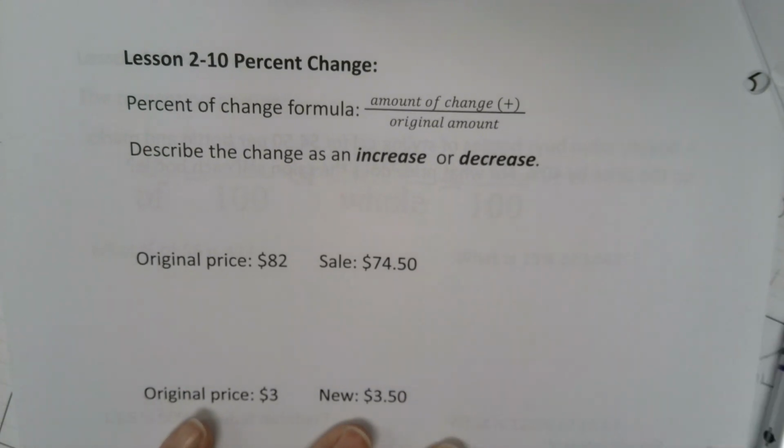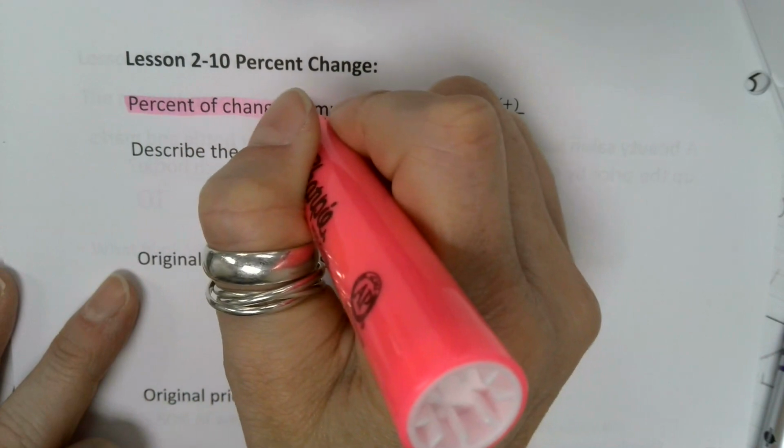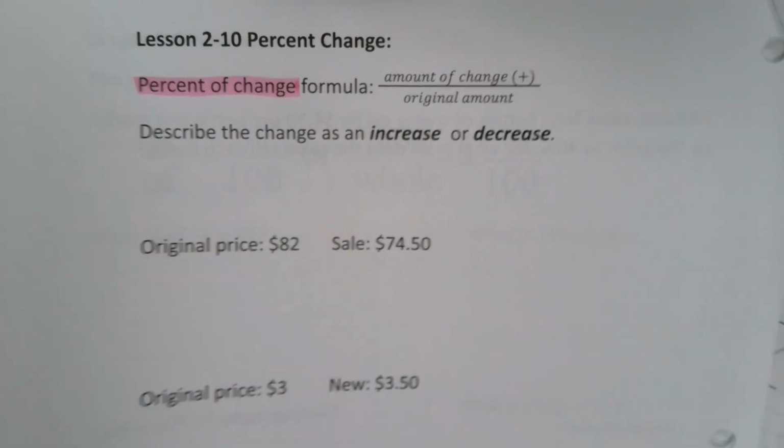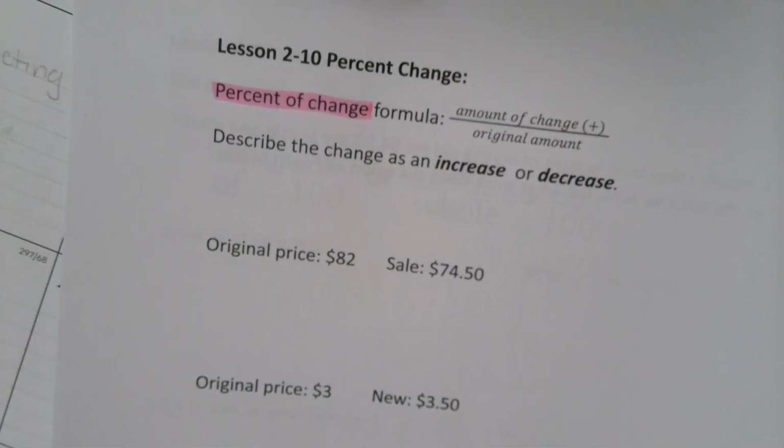We're going to talk about two main topics here. They are percent of change and percent error. Their formulas are very much alike.